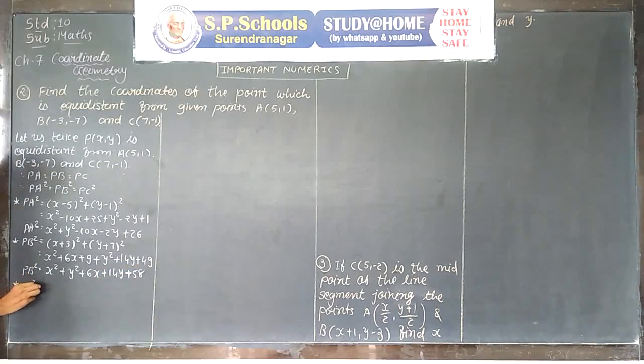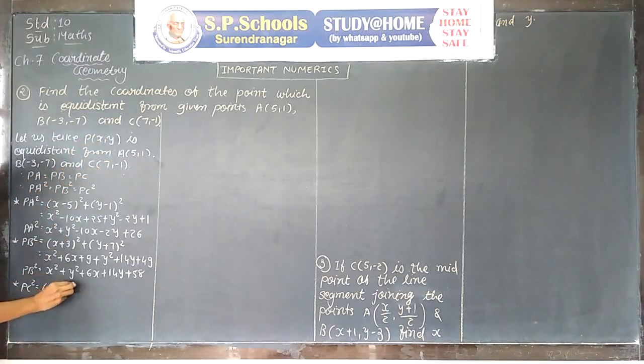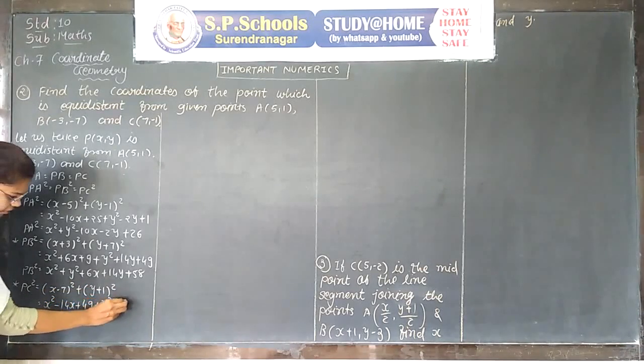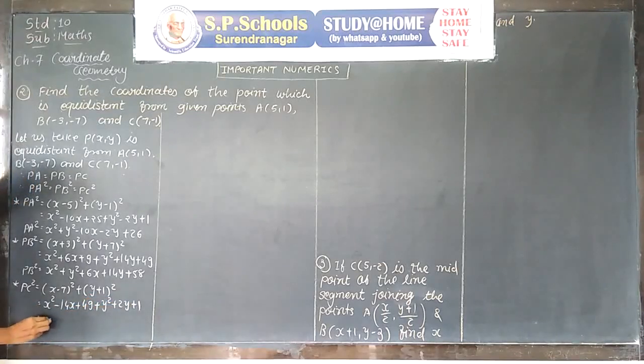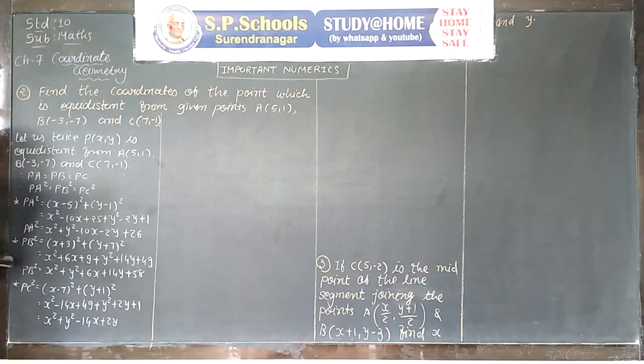Now we find PC square. Use P and C: (x minus 7) whole square plus (y plus 1) whole square. (x minus 7) whole square is x square minus 14x plus 49, plus y square plus 2y plus 1, which equals x square plus y square minus 14x plus 2y, and 49 plus 1 is 50, plus 50. It is the answer of PC square.